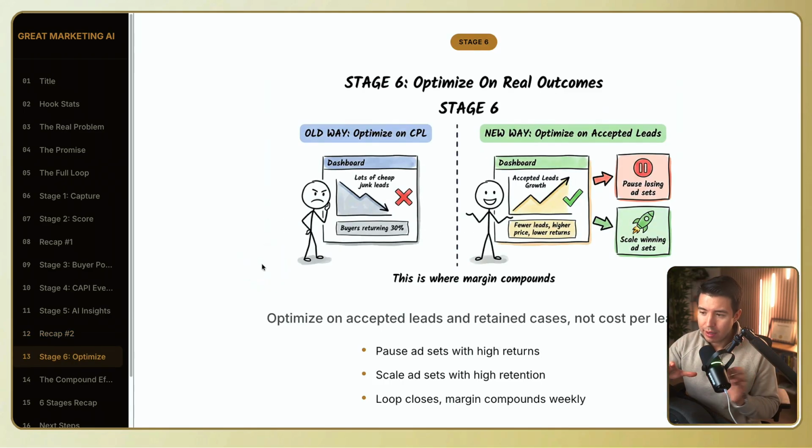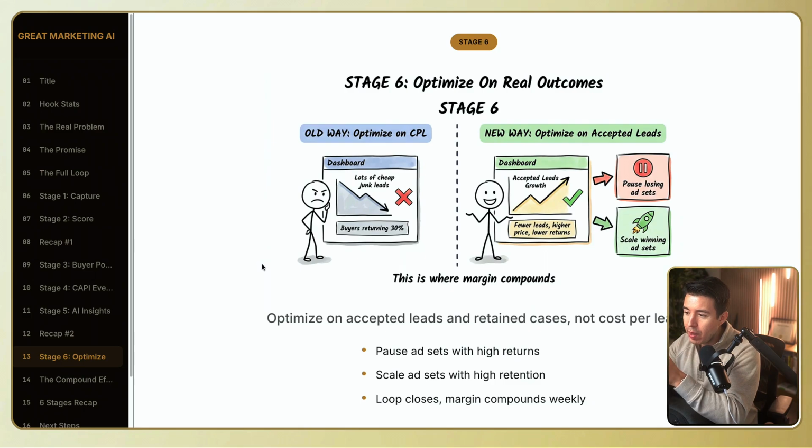Stage 6. So this part's huge. At this point, the media buyer needs to look at true actual leads and accepted leads and converted leads and optimize based on that data instead of just optimizing on cost per lead. Because if you're getting a huge volume of leads, but those leads aren't being accepted, they're not being converted, your buyer is going to be upset and you're not going to retain those clients.